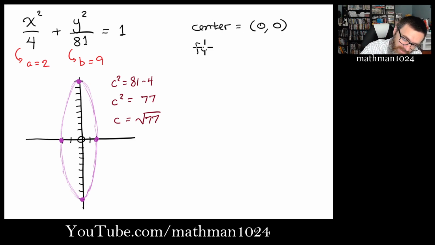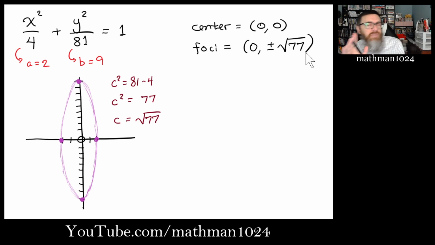All right, so identifying the foci, the c here is going to be changing you in the y direction. So that means your x value is going to stay the same, but your y value is going to be up or down by the square root of 77.